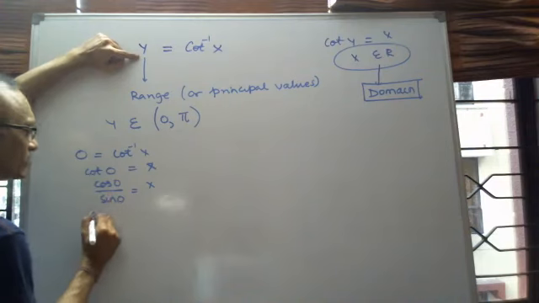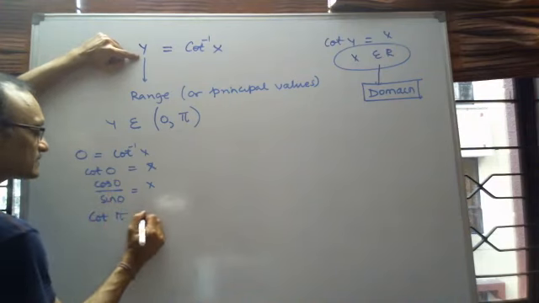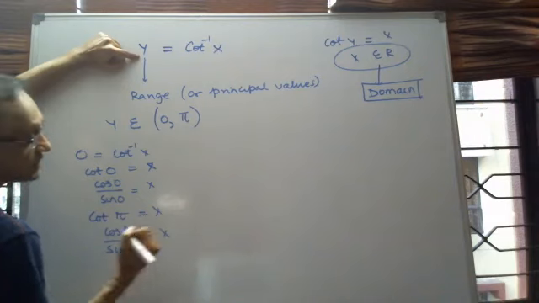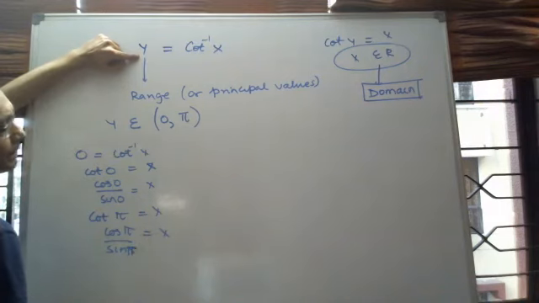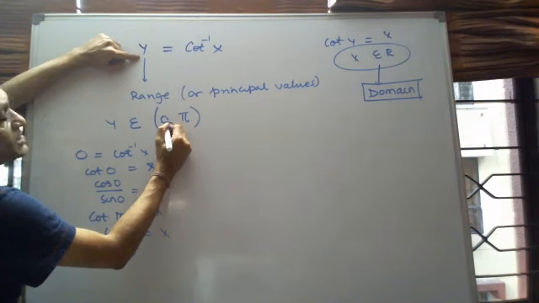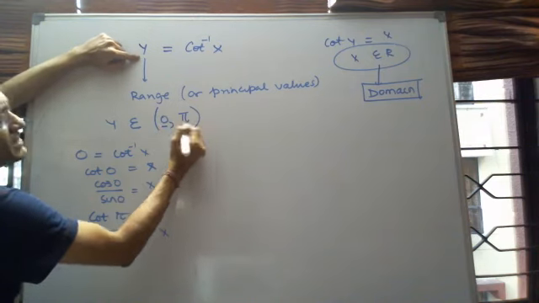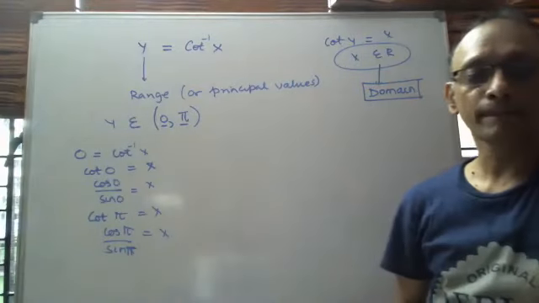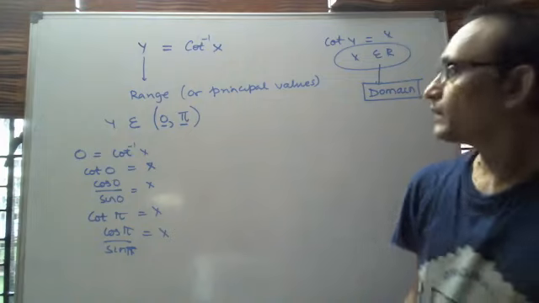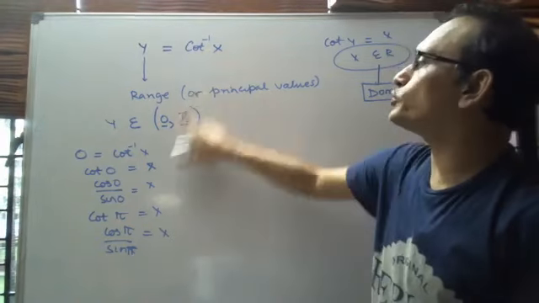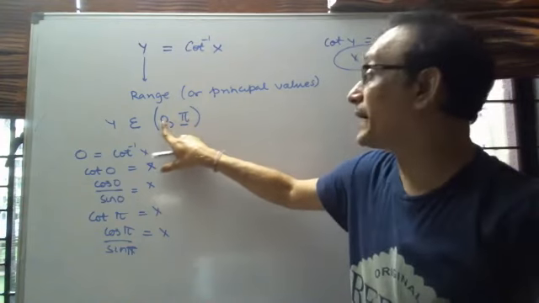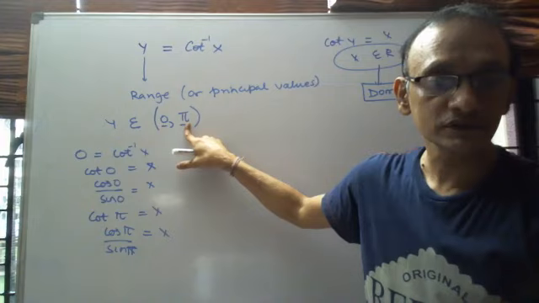Similarly, what happens with pi? Cot pi is x, cos pi by sin pi, the denominator is 0, undefined. So unlike cos inverse, in the range of cot inverse, 0 and pi are not included. Cot inverse will produce an output only from 0 to pi, but never 0 or pi.